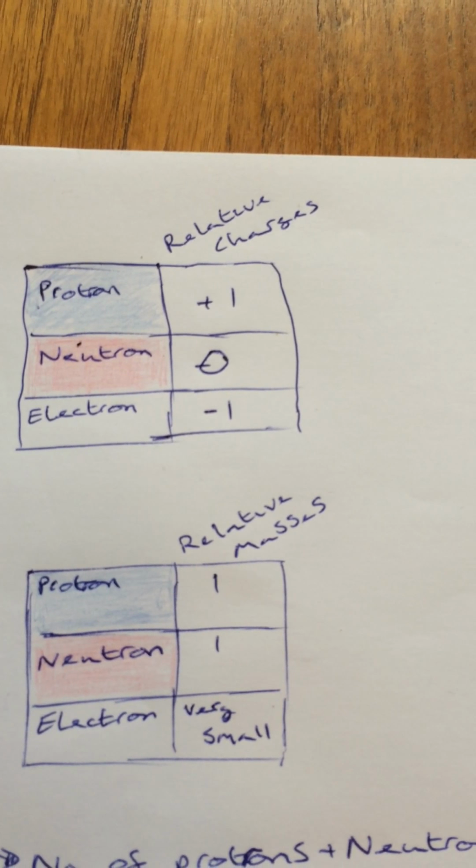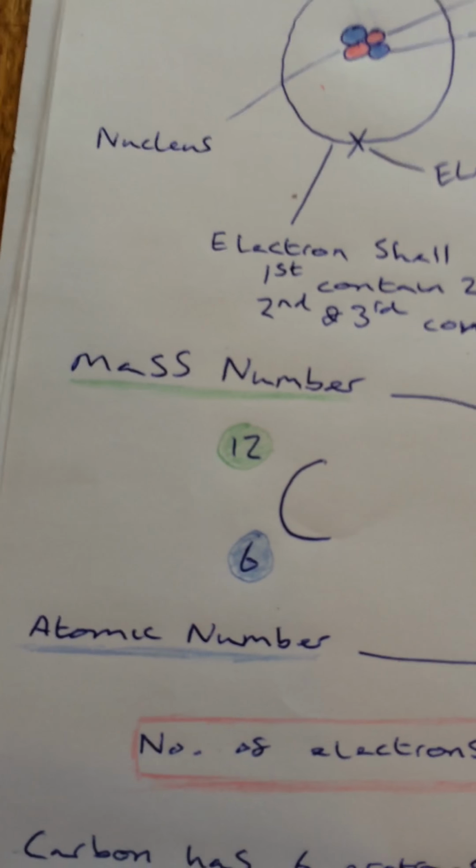Okay, we represent atoms in the periodic table like this, and there's 2 very important numbers. So this is a carbon atom, and we've got 12 and 6 sitting above and below the letter. 12 is the mass number and 6 is the atomic number.